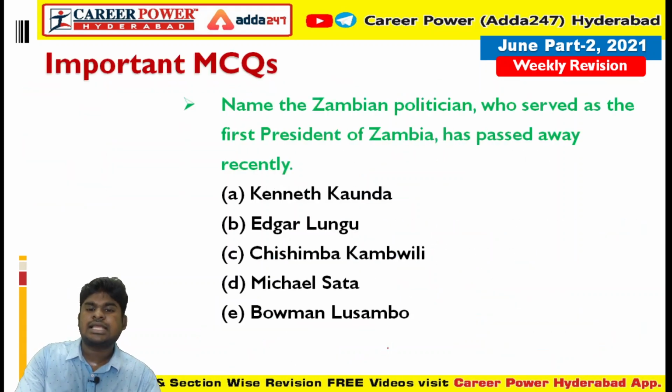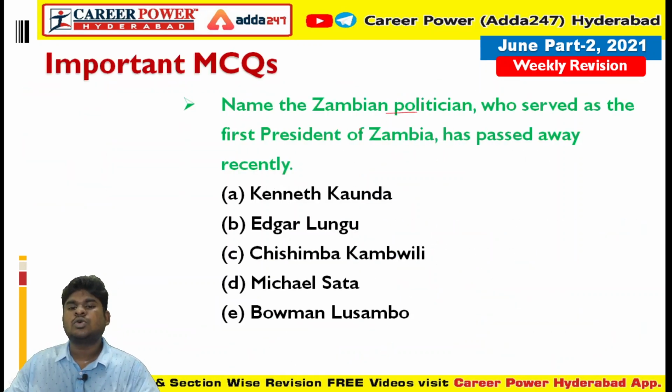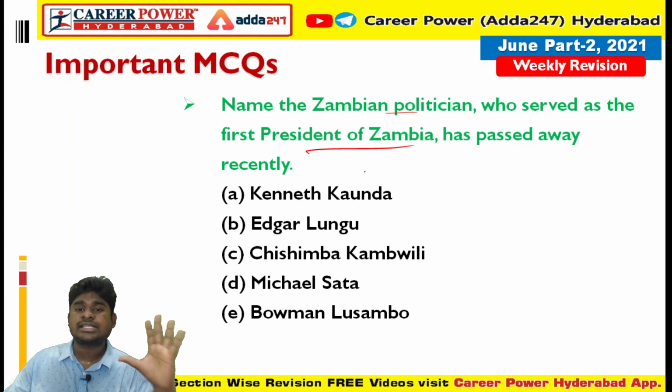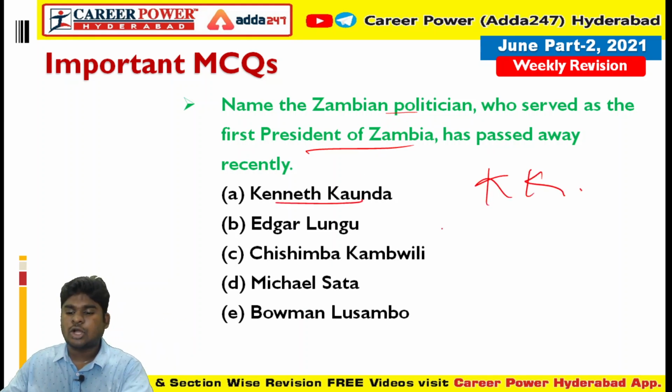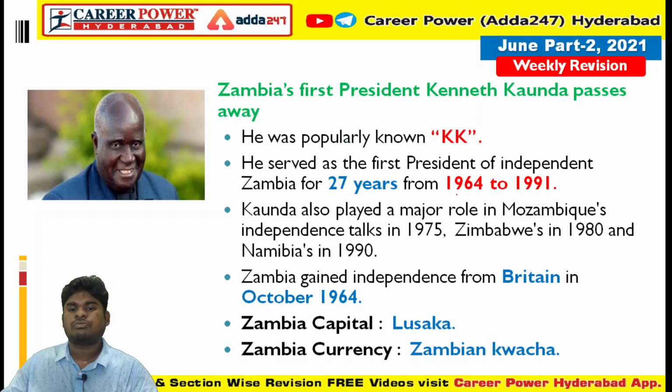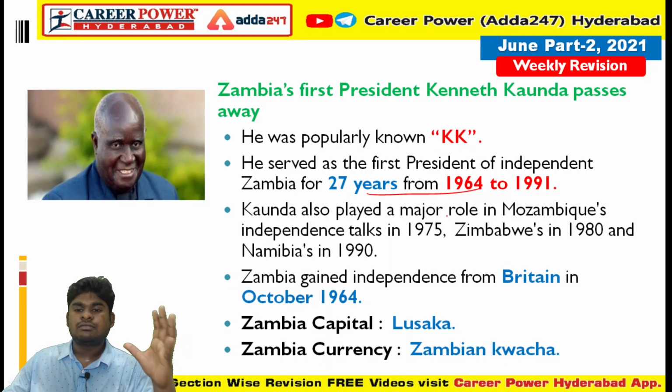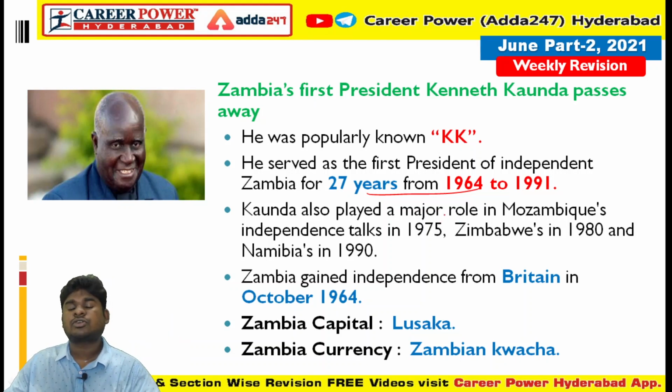So the next question is, name the politician who served as the first president of Zambia and who recently passed away. He is famously called KK. So the answer is Kenneth Kaunda, famously called KK. He is the longest serving president of Zambia. Sorry, it's not Jamaica, it's Zambia, for 27 years.